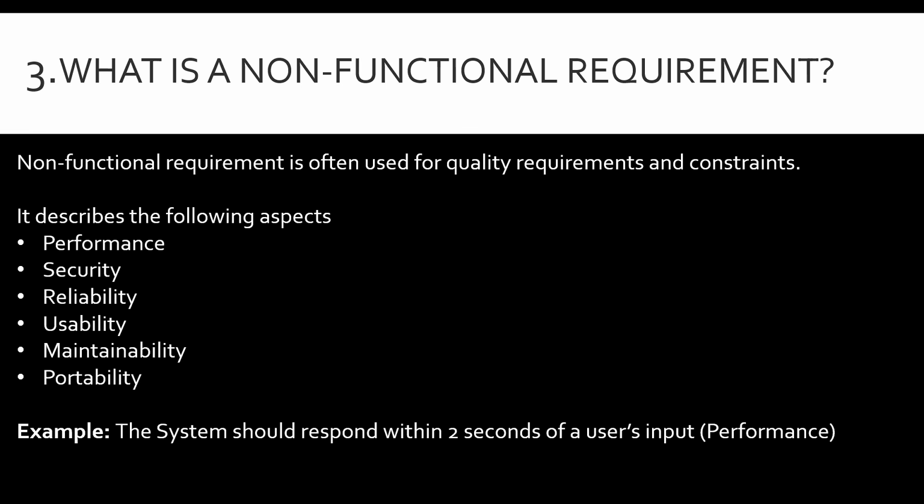So let's look at an example. The system should respond within 2 seconds of a user's input, which is a performance NFR. As we discussed in the previous slide regarding the functional requirement for the system to display the available seats, if we put it together, a customer should be able to click on a movie show, and within 2 seconds the system should show them a list of available seats. So that's how we are tying it together to have a great customer experience.